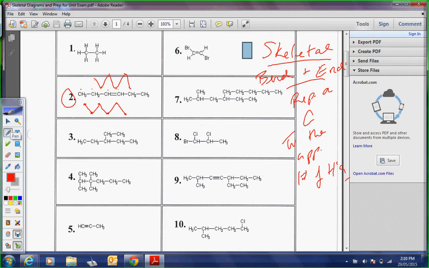Okay, and then there's a double bond here, right? Where's the double bond? Off of carbon 3. So off of my carbon 3, 1, 2, 3, I'll also have a double bond between carbons 3 and 4. And that is the skeletal diagram for question 2. That's pretty easy.